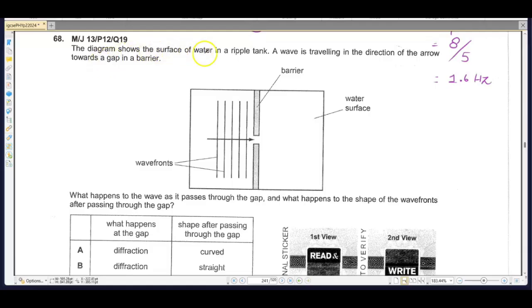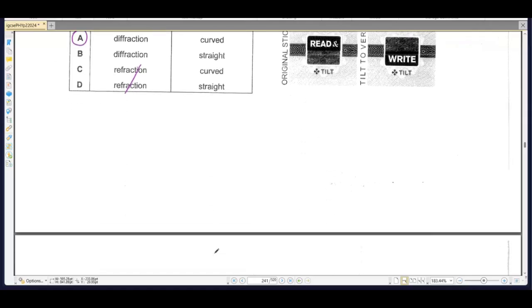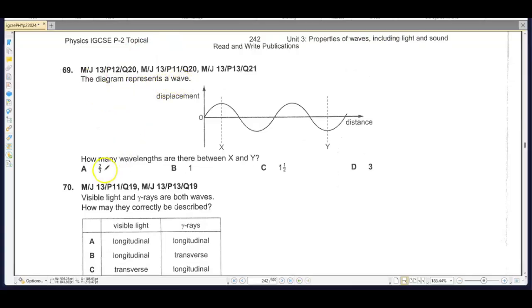Okay, question number 68. The diagram shows the surface of water in a ripple tank. The wave is traveling in the direction of the arrow towards the gap in a barrier. What happens to the wave as it passes through the gap? And what happens to the shape of the wavefronts after passing the gap? After the wave has passed through the gap in the barrier, diffraction is going to happen. So refraction we have cut out. The shape after passing through the gap would be curved. Diffraction is the bending of the waves after they pass through a small hole. So it's going to be curved, not straight. That's the basic principle of diffraction. Question number 69. The diagram represents a wave. How many wavelengths are there between X and Y?